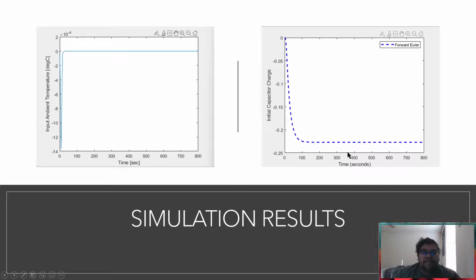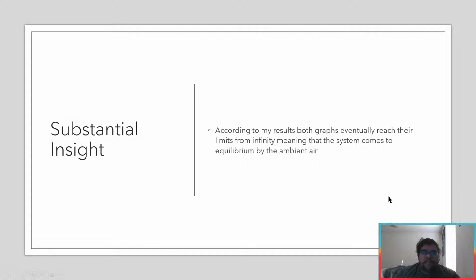And the code gave me these results. My substantial insight, according to my results, was that since they all reach a limit, it would mean that the system has come to equilibrium with the ambient air temperature.